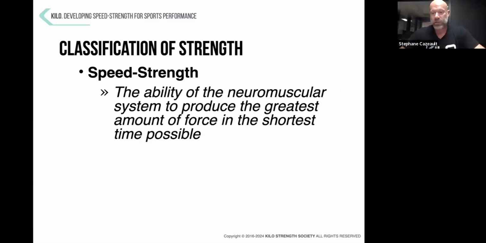Then we have speed strength. Like I said earlier, speed strength is a synonym for power. So you have the speed component, you have the strength component, and this is everything that's in between. It's the ability of the neuromuscular system to produce the greatest amount of force in the shortest time possible. So now we have a time constraint.